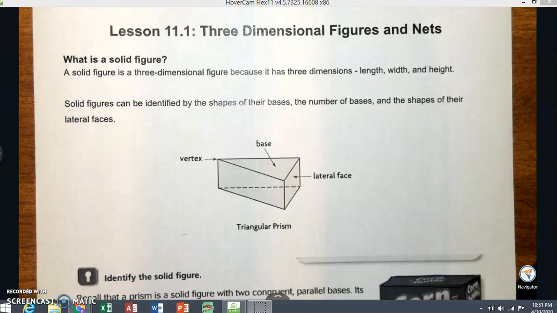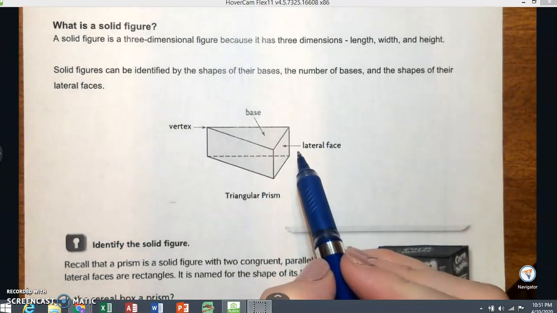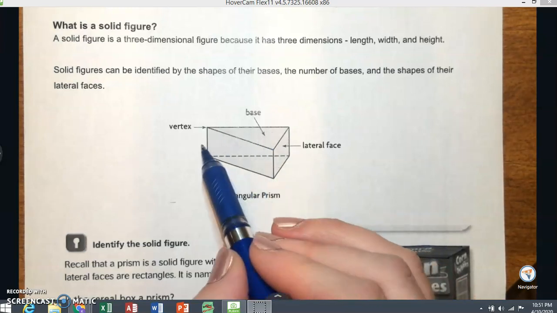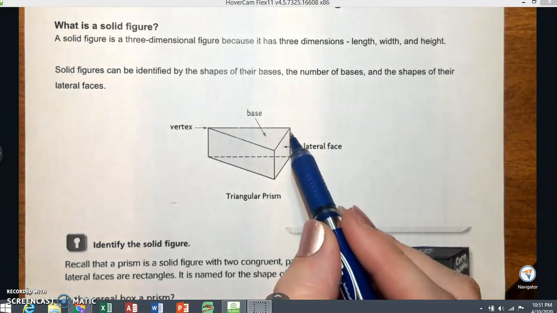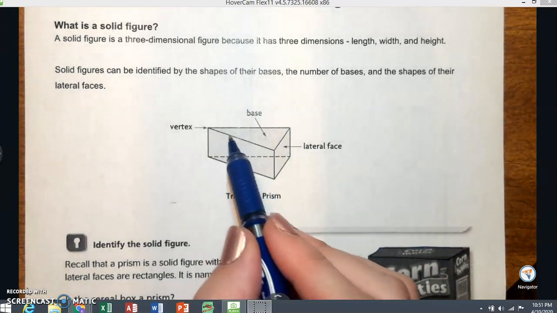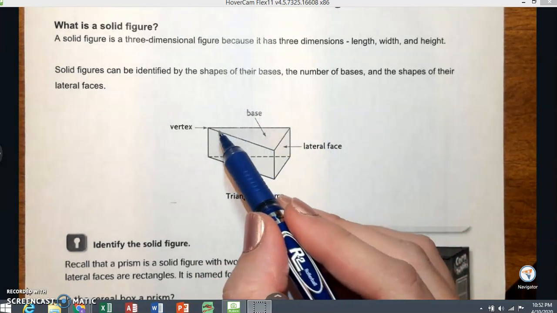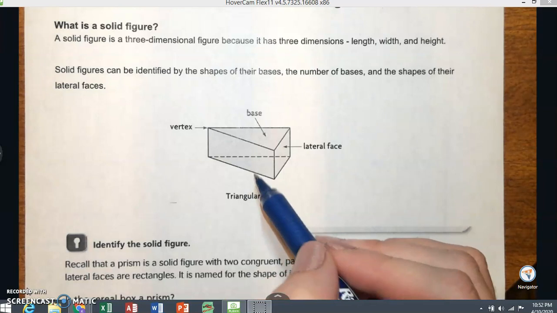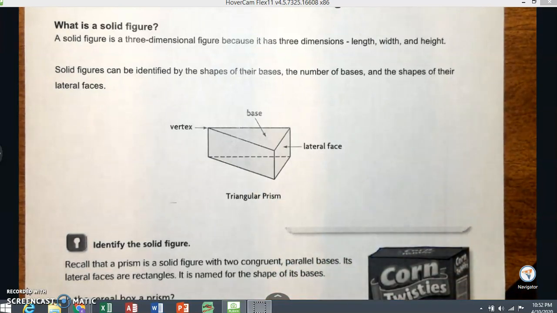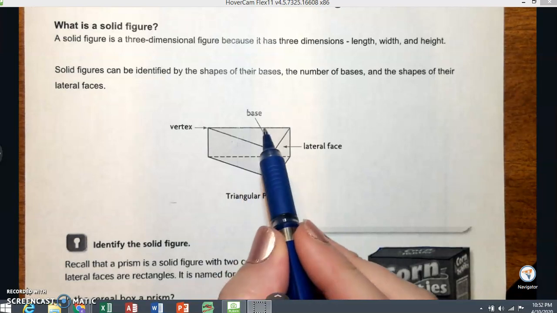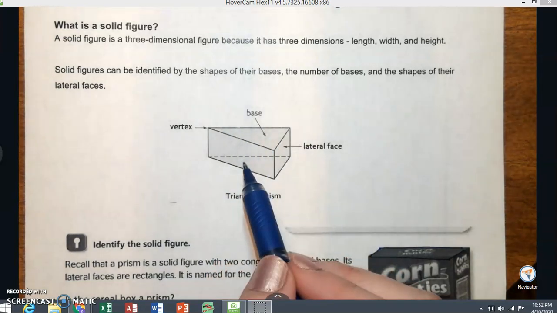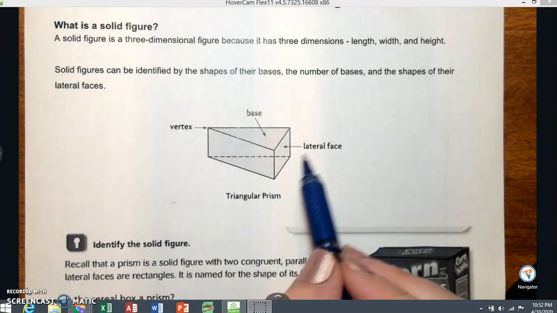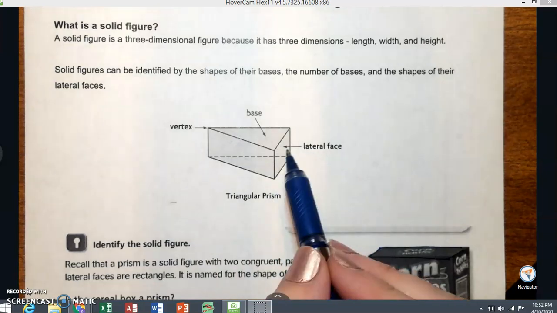shapes of their lateral faces. So right here, speaking of lateral faces, your lateral faces are these rectangular sides. There's three lateral faces. You've got this rectangle here, you've got a rectangle here in the front, and then another one in the back. And the bases of this one are the triangle on top and also the triangle on bottom. So when we name our prisms, we name them according to what shape the base is. In this case, our base was a triangle, so this is a triangular prism. And the lateral faces of a prism are always going to be rectangles.